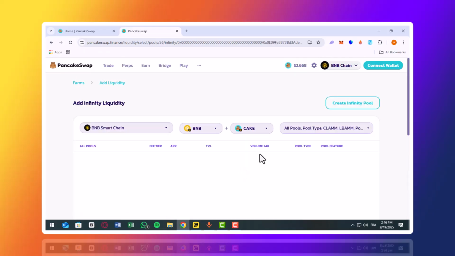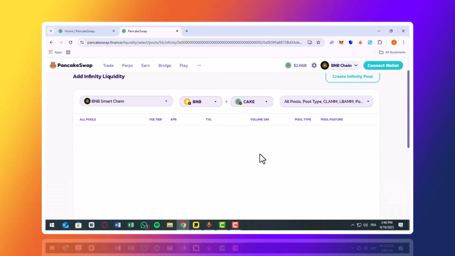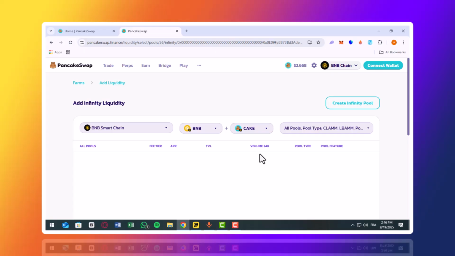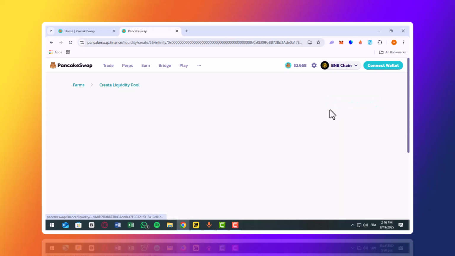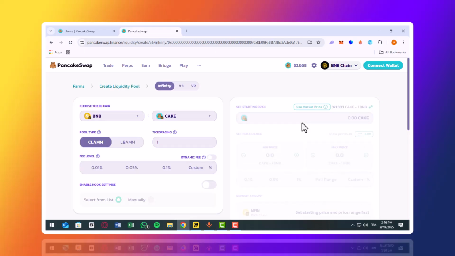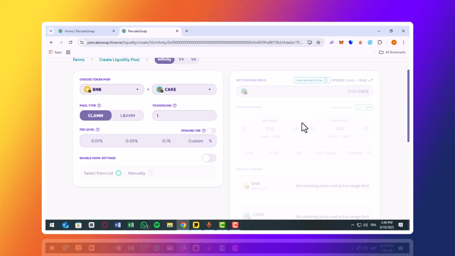Once deposited, stake your LP tokens into that farming contract. This is where you start earning extra rewards on top of trading fees. Always monitor your yields and watch out for risks like impermanent loss or sudden token volatility. A good strategy is to diversify across different pools.